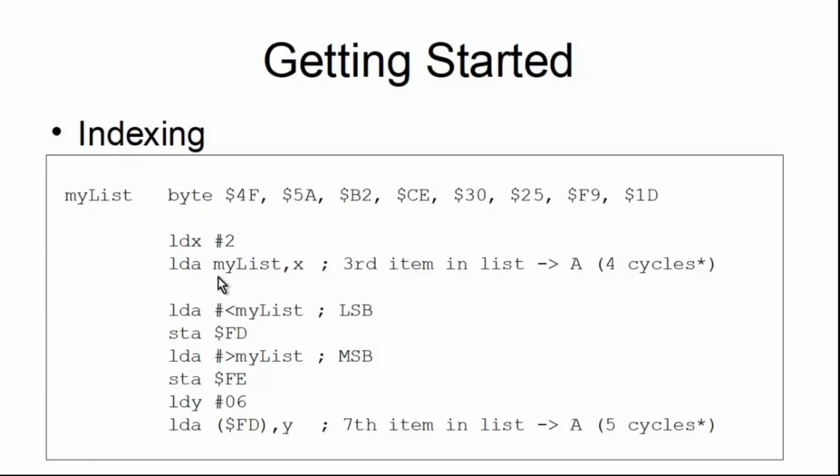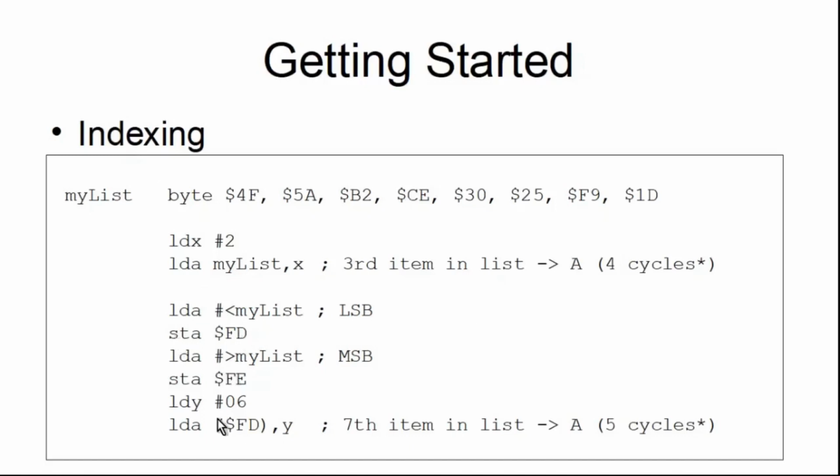And then on this next line, I have LDA, right? I have a variable, my list, but now I have another argument called comma X. And what that means is that it's going to use whatever value is stored in the X register as an offset to populate the accumulator. So in this case, it's going to pull the third element from the list and store it in the A register. I also indicated over here the number of cycles this instruction takes.